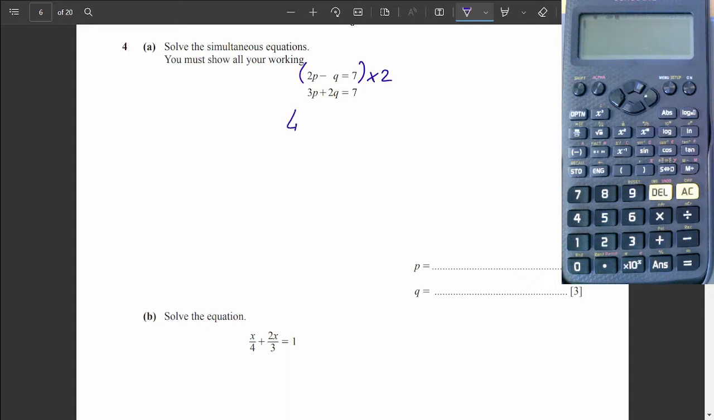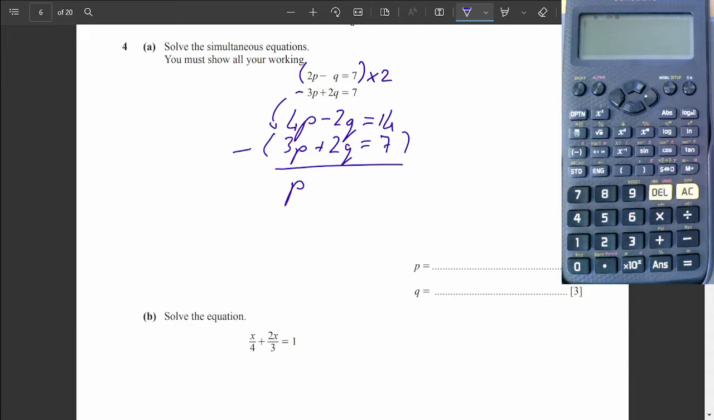So that will give us 4p minus 2q equals 14. I'm just going to write the second equation again underneath: 3p plus 2q equals 7. Next step would be to add or subtract them. If we were to subtract them, we get 4p minus 3p is p. That will work, but minus 2q minus plus 2q, a minus and a plus is a minus, will give us negative 4q, and that's not what we want.